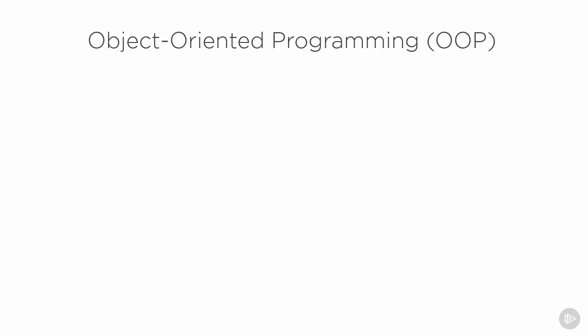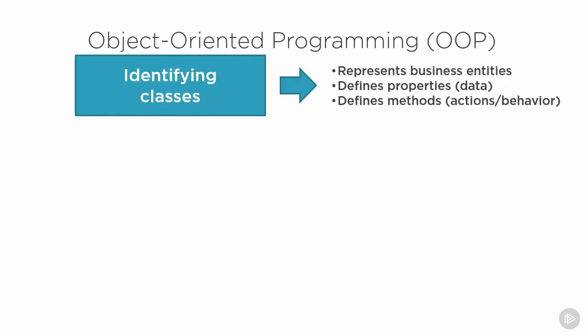When given a specification for a feature or new application, start by identifying the classes from the requirements or specification. Object-oriented programming represents the entities and concepts of an application as a set of classes. Each class has properties that define the data each object will manage. Each class has methods, which are the actions and behaviors that each object can perform.